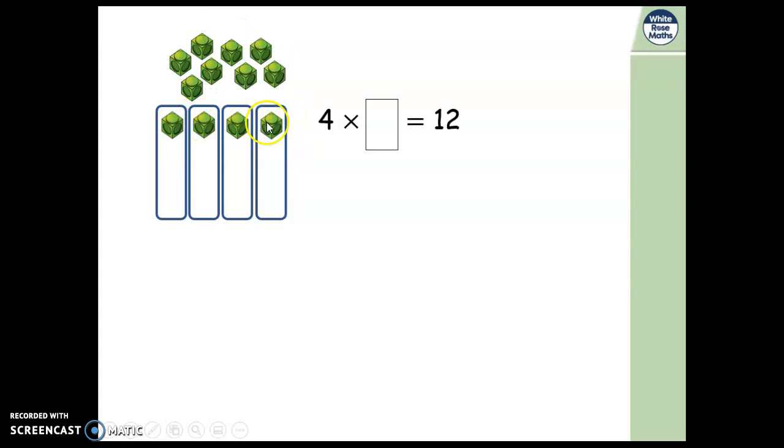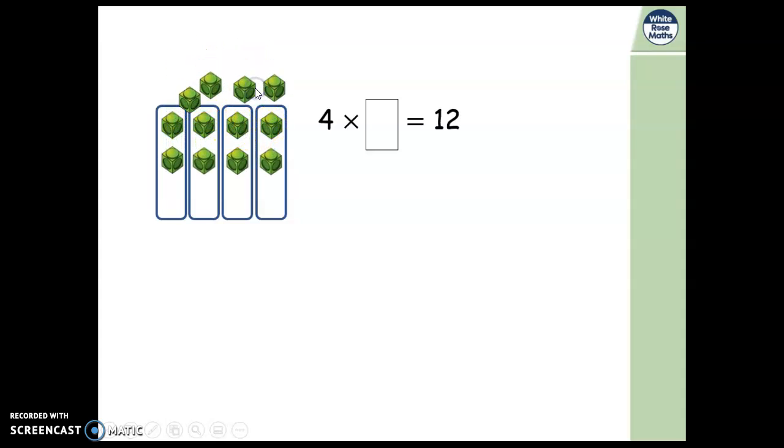So I've put 1 in each, another 1 in each, and another 1 in each. I've got none left. They've all been shared equally. If there were some left over, that means that the groups are unequal. Okay? They've been shared equally. There are 4 groups of, and how many are in each group? 3.